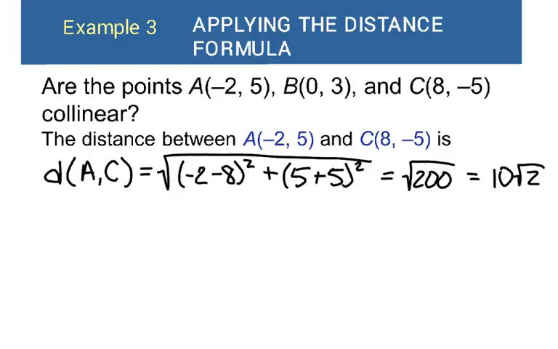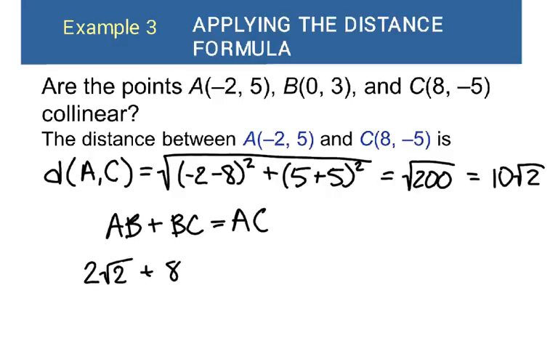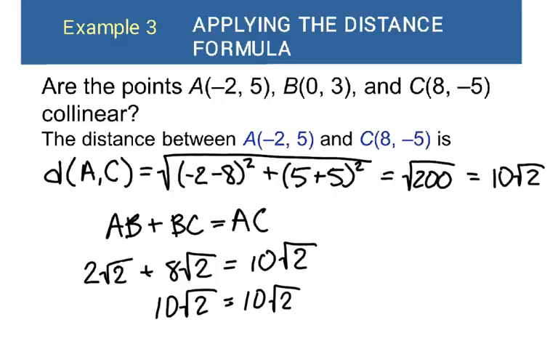Now applying that theorem that AB plus BC equals AC, we have, let's see, what was it, 2 square root of 2? Yeah, 2 square root of 2, and then 8 square root of 2, and that does equal 10 square root of 2. So this statement is true, which means we have 3 collinear points.